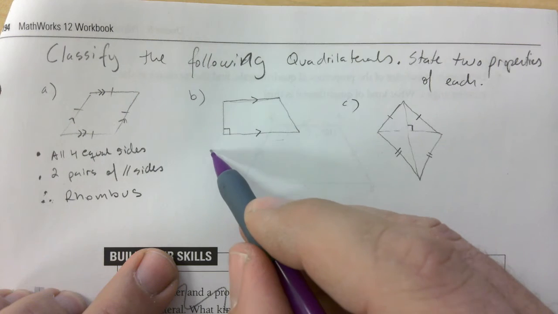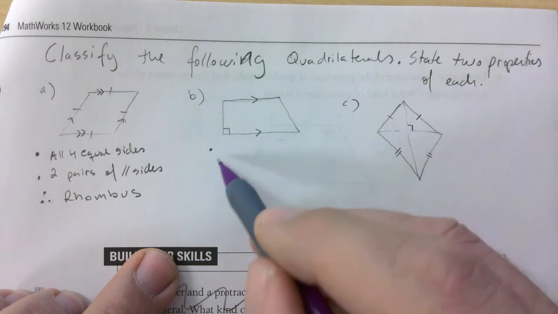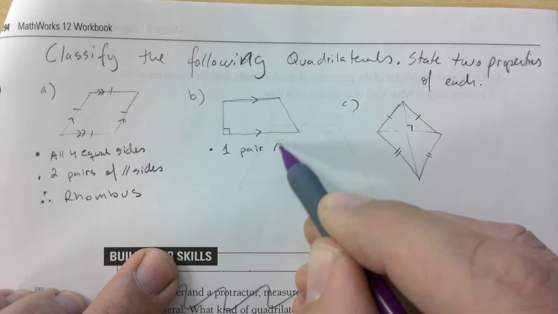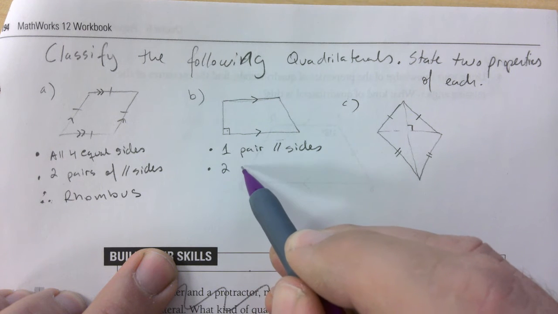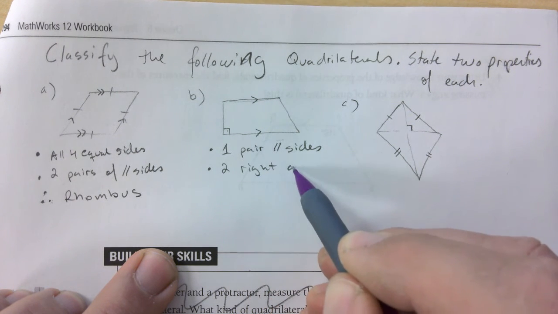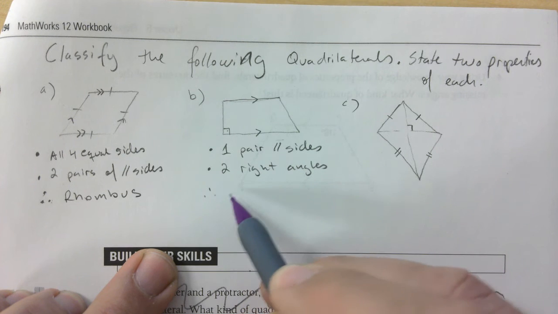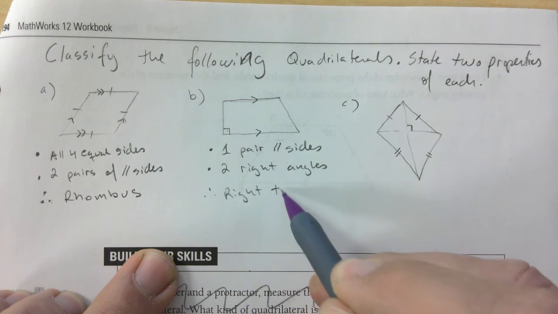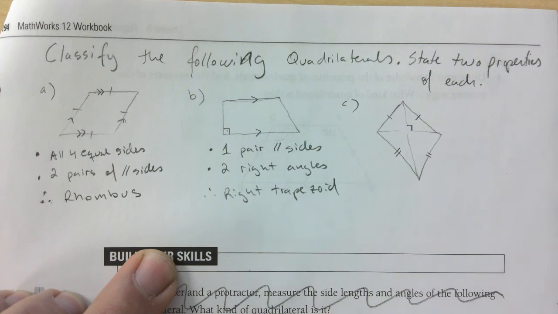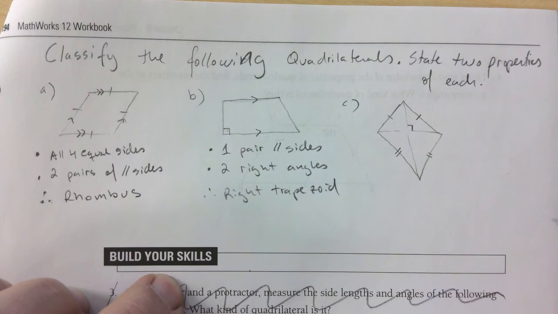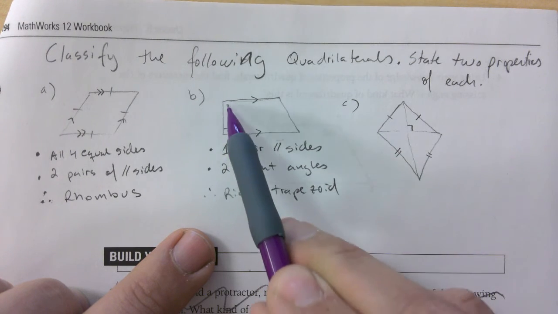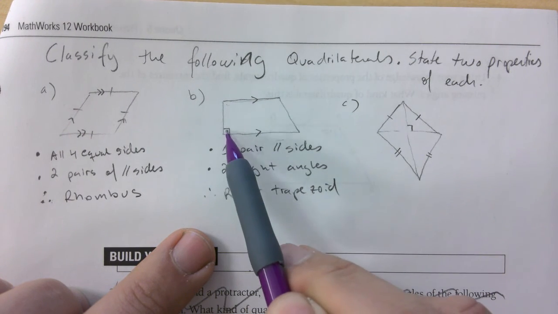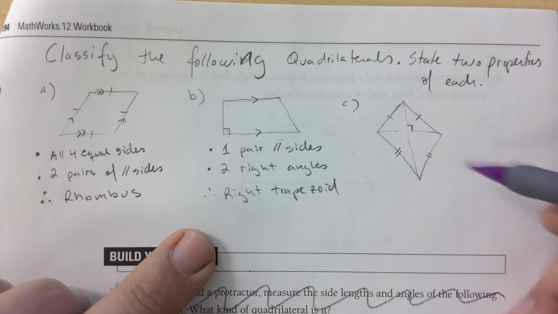Next, this one has, right, 1 pair of parallel sides. It has 2 right angles. Therefore, it's a right trapezoid. It's not an isosceles trapezoid, it's a right trapezoid. And how did I know that it has 2 right angles? Well, remember these always add up to 180 because of the parallel sides. So 90 and 90, it's 2.